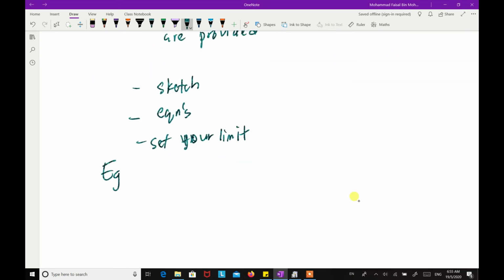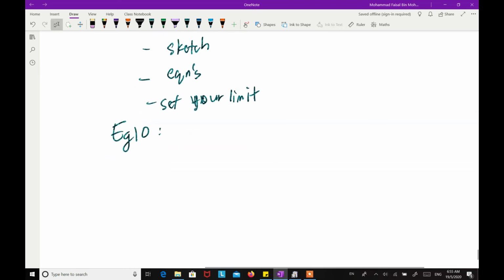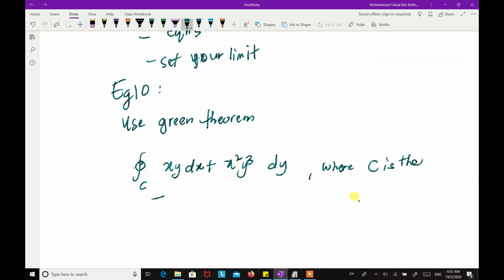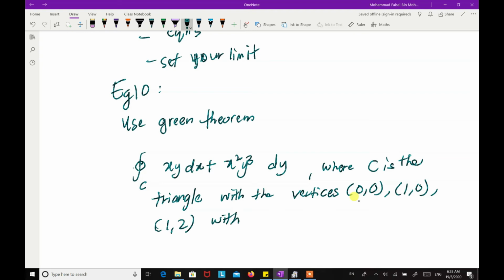Okay, example 10. Use Green's theorem to evaluate the integral of xy dx plus x squared y cubed dy, where C is the triangle with the vertices (0,0), (1,0), (1,2) with positive orientation, which means anti-clockwise orientation, or we can call it counterclockwise.